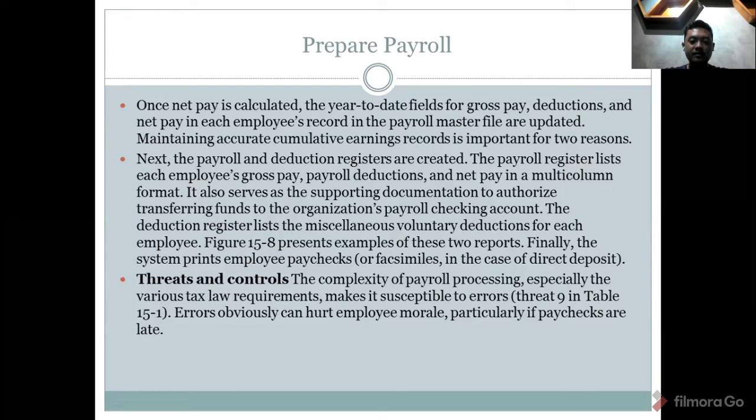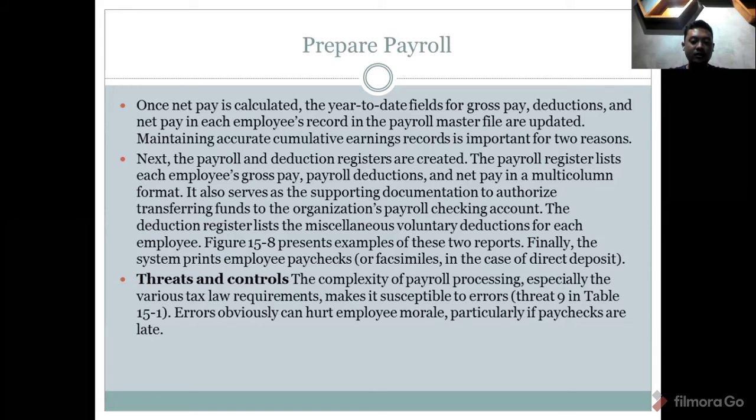Next, the payroll and deduction registers are created. The payroll register lists each employee's gross pay, payroll deductions, and net pay in a multi-column format. It also serves as the supporting documentation to authorize the transfer of funds to the organization's payroll checking account. The deduction register lists the miscellaneous voluntary deductions for each employee. Figure 15.8 represents an example of these two reports. Finally, the system prints employee paychecks, or facsimiles in the case of direct deposits.